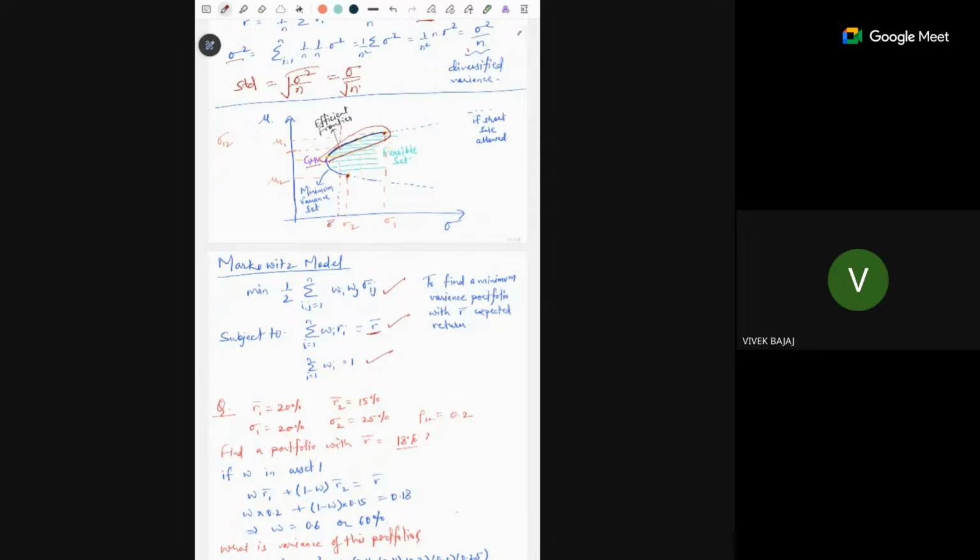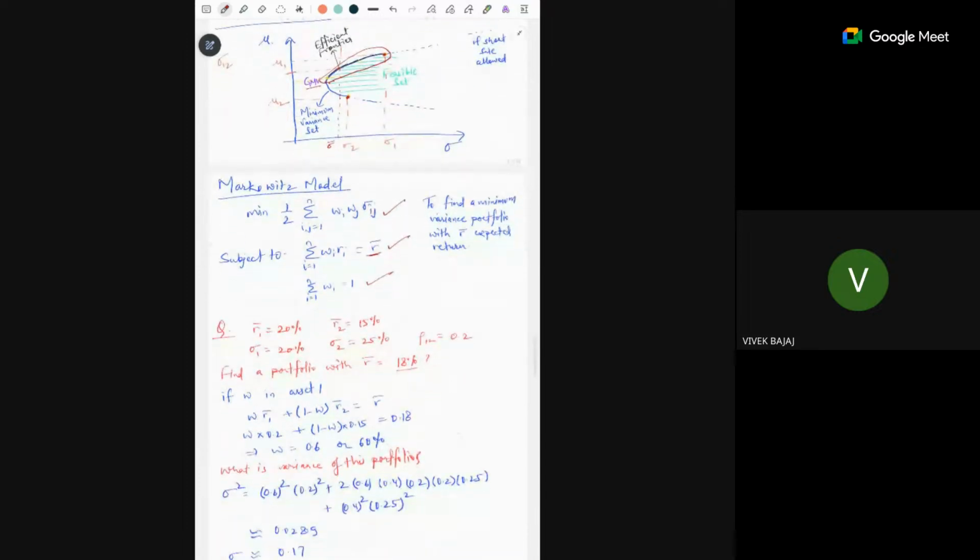Okay, and if you want to find this global minimum variance portfolio, then this condition will vanish, and so you will only remain with this sum of weights equal to 1. If you remove this condition, then you reach this global minimum variance portfolio.